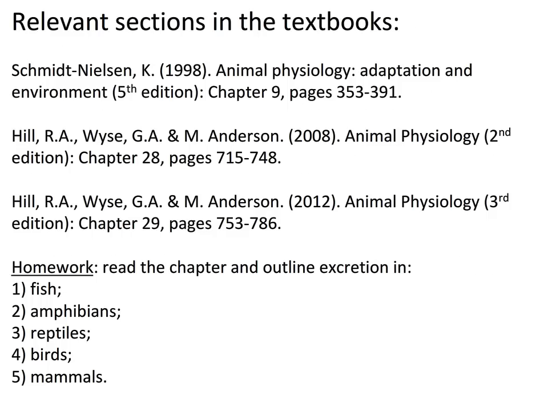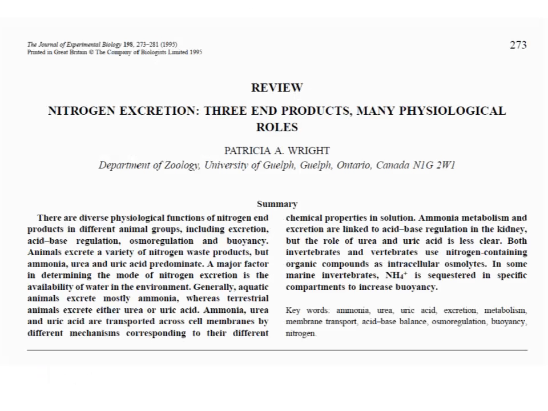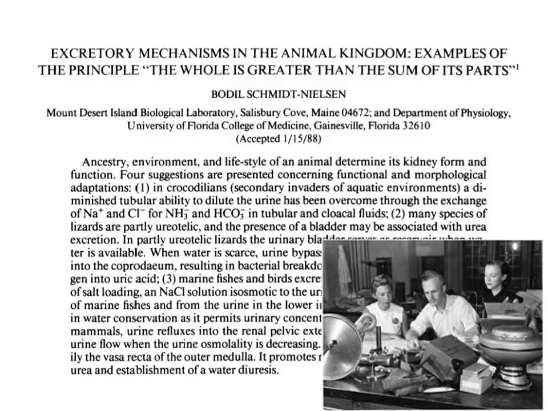So these are the relevant chapters in the textbooks. And there are two papers I suggest you have a quick flick over. The first is a review looking at nitrogen excretion, and so how organisms excrete nitrogenous waste in different forms. And the second is actually by the wife of Schmidt-Nielsen, so Bodil. So she's the one on the left in the picture, not the pretty one on the right. And what she does is she looks at how excretion, or the excretory systems, are actually greater than the sum of parts, or how in physiology organ systems can come together to actually perform functions which they look like they shouldn't be able to.